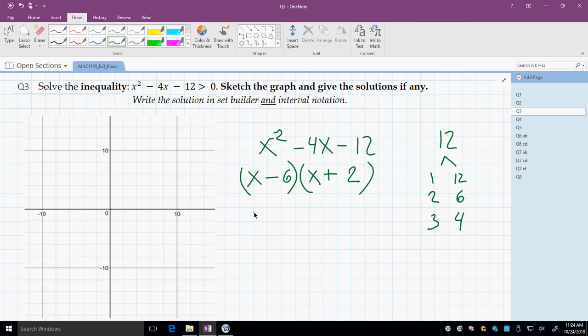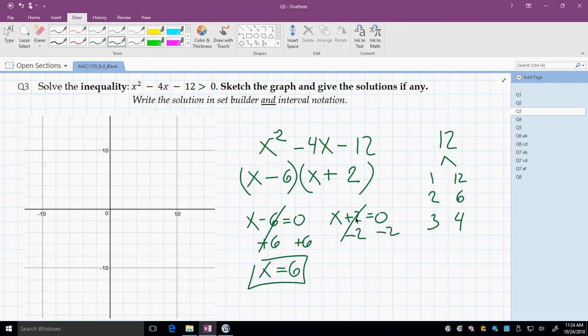Now we're going to solve for x. So x minus 6 equals 0, x plus 2 equals 0. I'm going to add 6 on both sides of the equal sign. The 6s cancel. Now I have x is equal to 6. And here I'm going to subtract 2 on both sides of the equal sign. They cancel. Now we have x is equal to negative 2. We always have to give these answers as points.